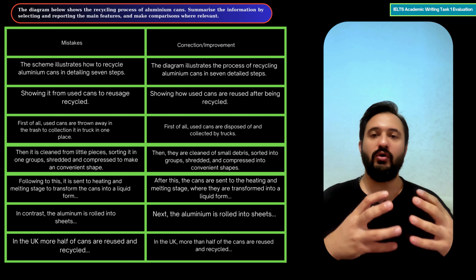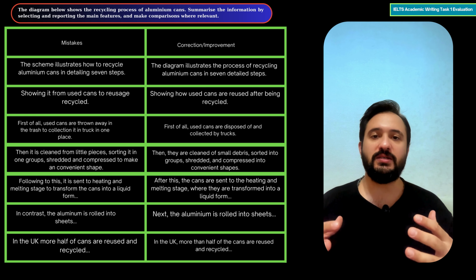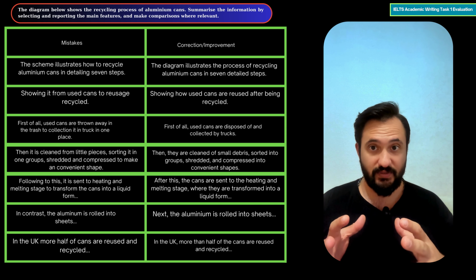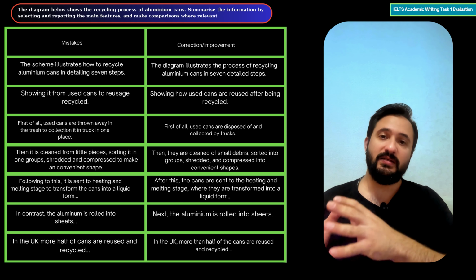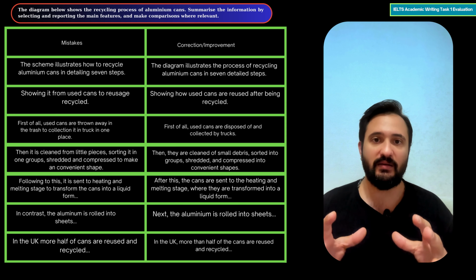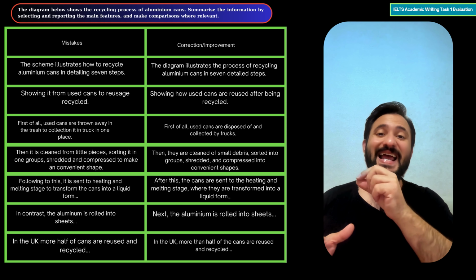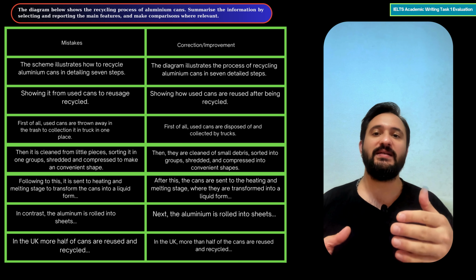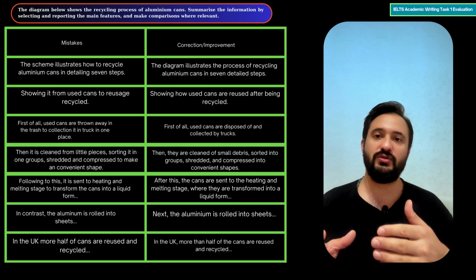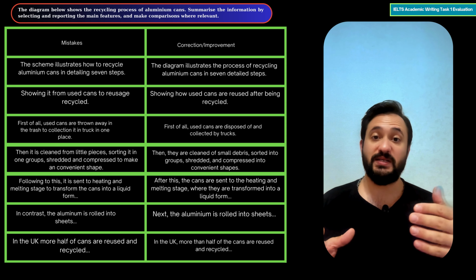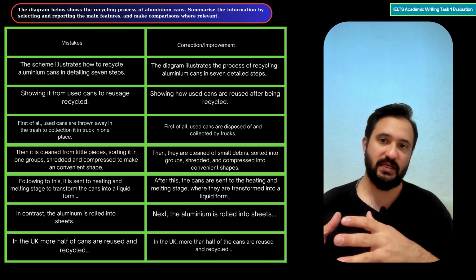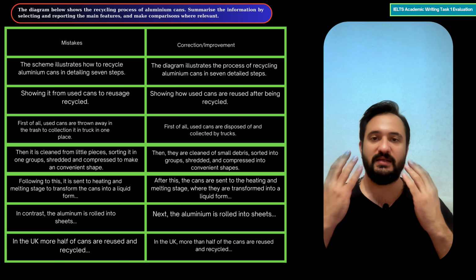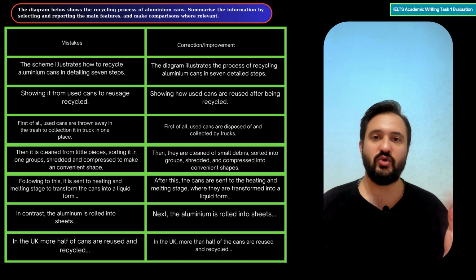Let's look at our first original sentence. "The scheme illustrates how to recycle aluminum cans in detailing 7 steps." Here is the corrected version. "The diagram illustrates the process of recycling aluminum cans in 7 detailed steps." Now, what is the difference here? Well, first we replace scheme with diagram. In IELTS Writing Task 1, it's important to use the correct word for visual representations. Diagram is more accurate in this context. We also rephrased "detailing 7 steps" to "in 7 detailed steps" for better fluency and neutral wording.